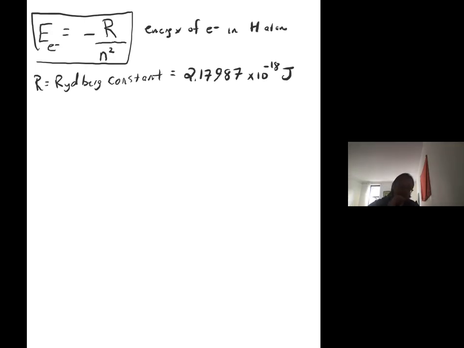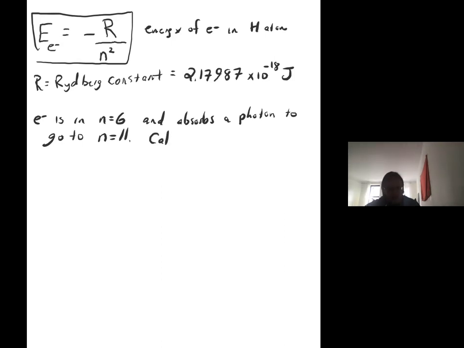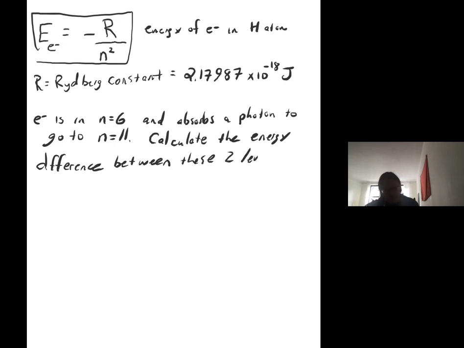So what you can do is you can say this. Suppose we have a problem where the electron is in n equals 6 and absorbs a photon to go to n equals 11. Okay, calculate the energy difference between these two levels. Okay, so imagine it this way. So they pick some big numbers, 6 to 11. That's pretty amazing, 6 to 11.